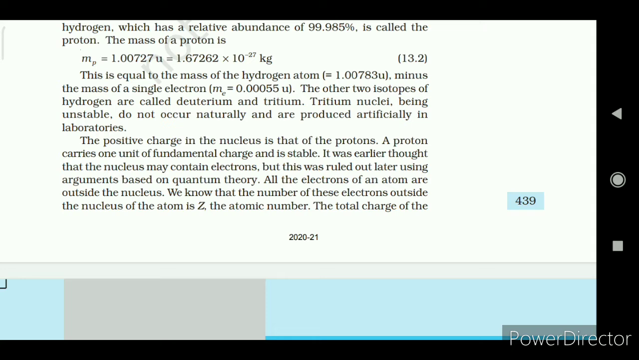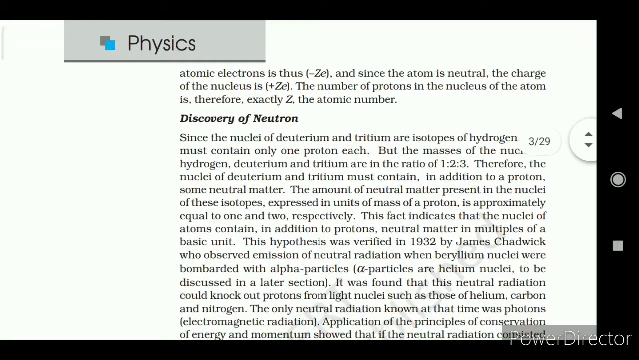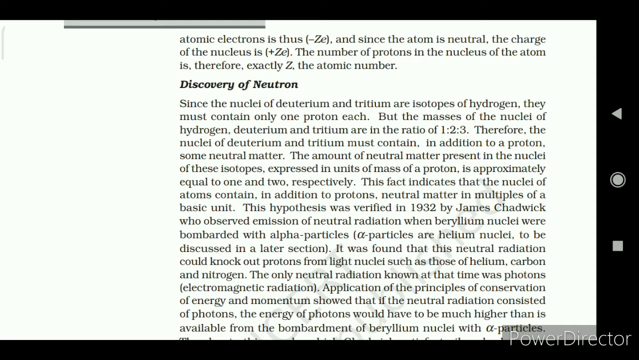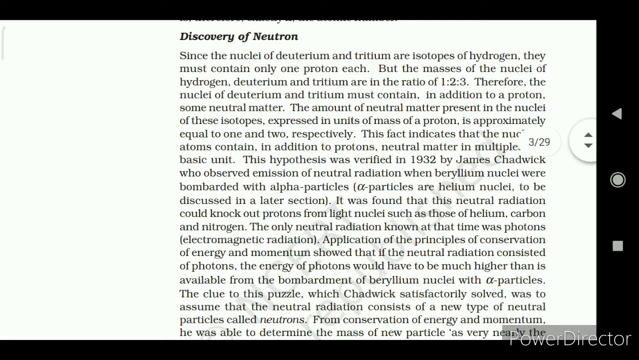This fact indicates that the nuclei of atoms contain, in addition to protons, neutral matter in multiples of a basic unit. This hypothesis was verified in 1932 by James Chadwick, who observed emission of neutral radiation consisting of particles called neutrons. From conservation of energy and momentum, he was able to determine the mass of the new particle as nearly the same as the mass of a proton. The mass of neutron is now known to a high degree of accuracy. It is 1.00866 u, which is equal to 1.6749 × 10⁻²⁷ kg. Chadwick was awarded the 1935 Nobel Prize in Physics for his discovery of neutron.